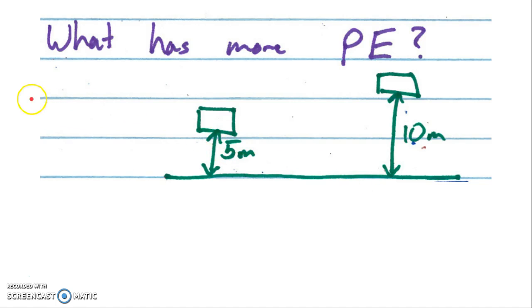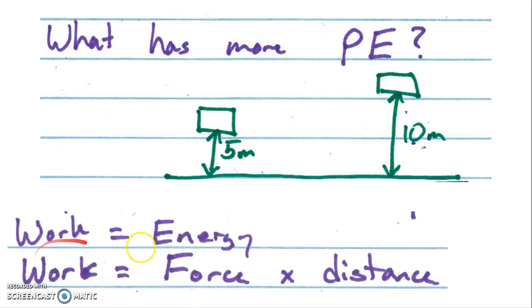And the way this works is we want to think about which one has more potential energy. That's gravitational potential energy. So where does that potential energy come from? Well, if we know that work is energy and work is a force times a distance, the force on both these boxes is going to be the same. So the only thing that's different is the distance between the ground and the box. So this one is going to be our biggest potential energy.